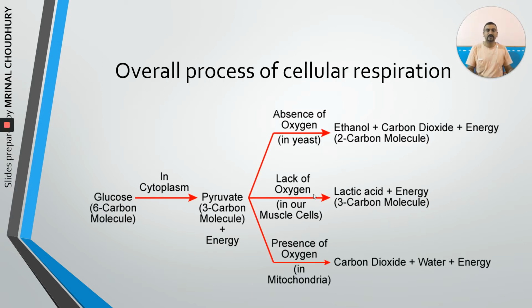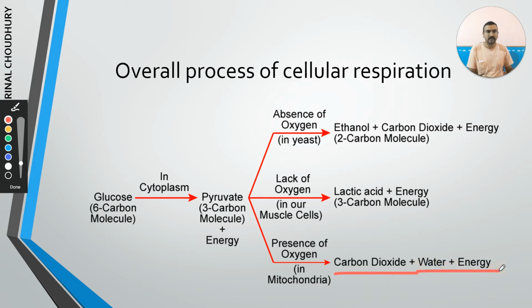So the overall process of cellular respiration, which is already discussed in your book, is this one. I am just doing a revision of the whole process. The glucose in the cytoplasm is broken down to give pyruvate, which produces some amount of energy. Pyruvate can either undergo a complete process of oxidation in the presence of oxygen, and it gives you carbon dioxide and water. That is what is normally called aerobic respiration with release of energy.